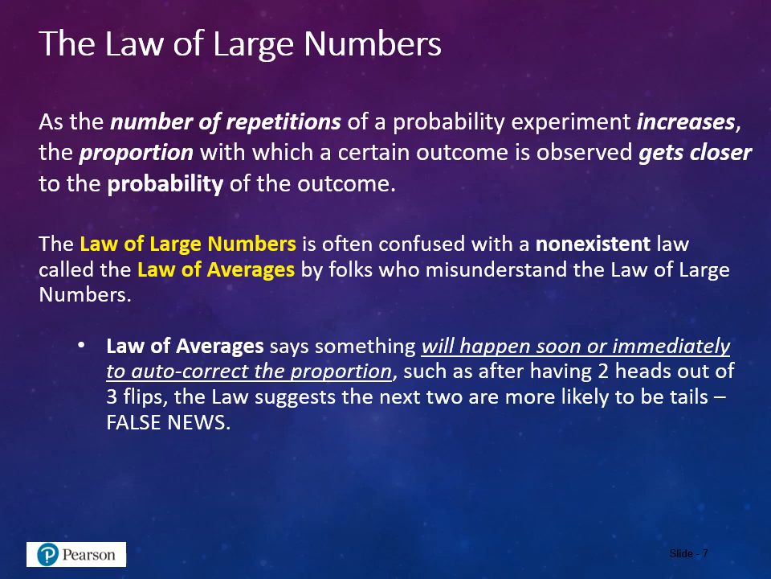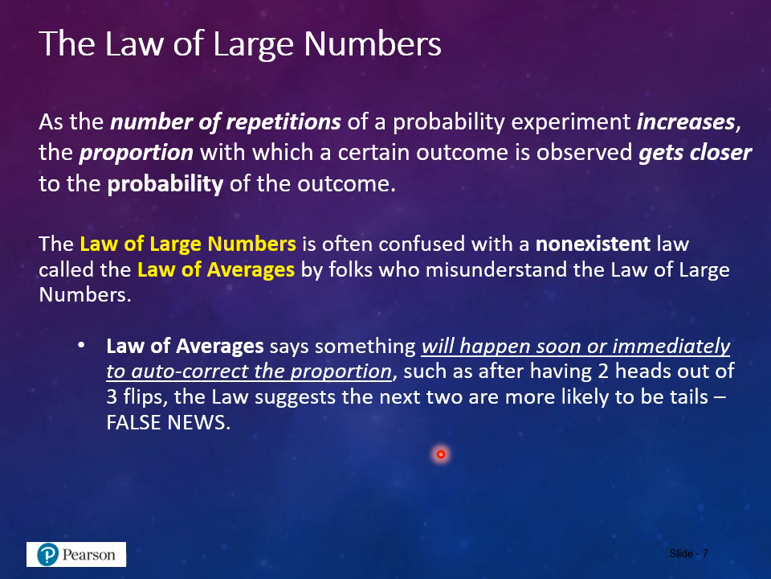The law of averages says something will happen soon or immediately to autocorrect the proportion. So in our last experiment, after we threw the coin 3 times, but we got 2 heads, the law of averages said, hey, it's much more likely now for us to throw tails in the next 2 flips, so that the proportion will average out. This is fake news, because we know every time we flip that coin, on the fourth toss, it is not more likely to land a tail than a head. And that's what the law of averages suggests to us, and this is why it's fake.